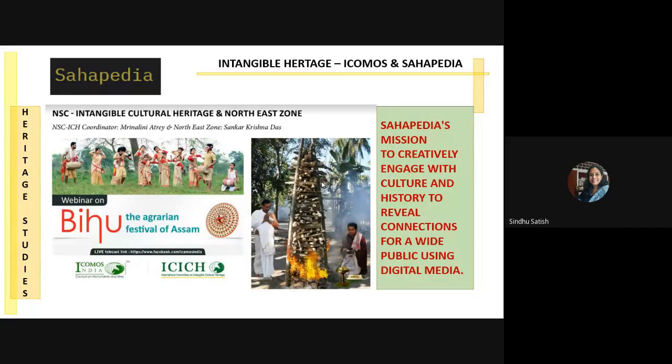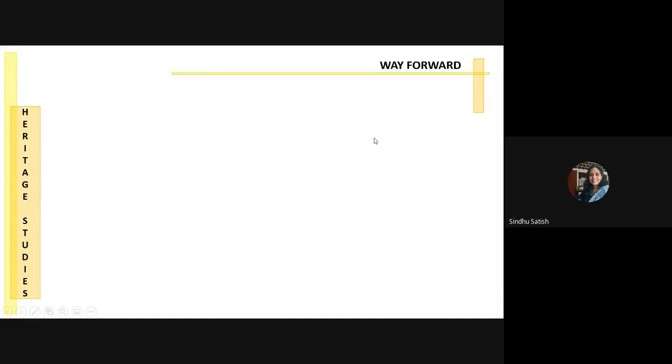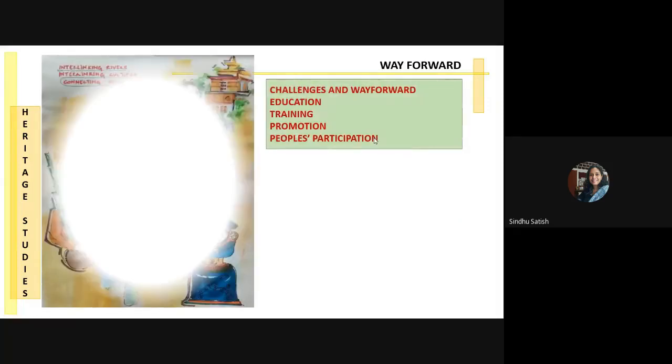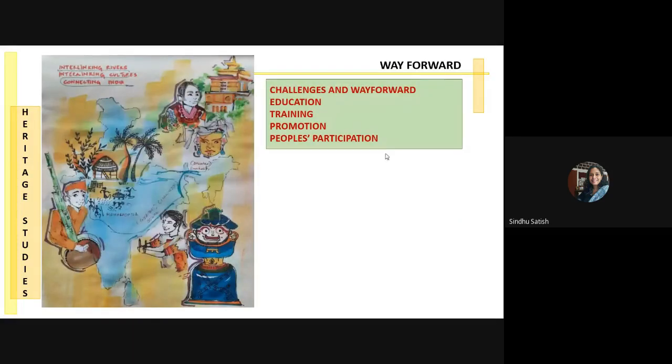A lot of individuals who have done research on intangible heritage would have published papers, and a lot of information relating to intangible heritage is found here. So these are the two forums which work on intangible heritage as well. And almost coming to the last slide.